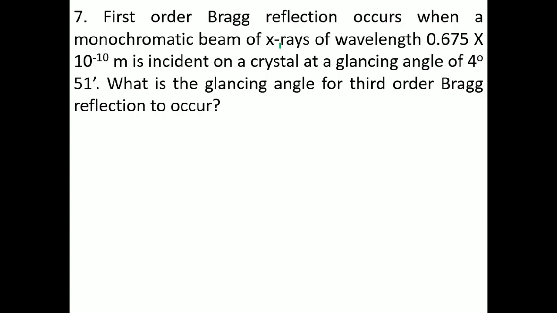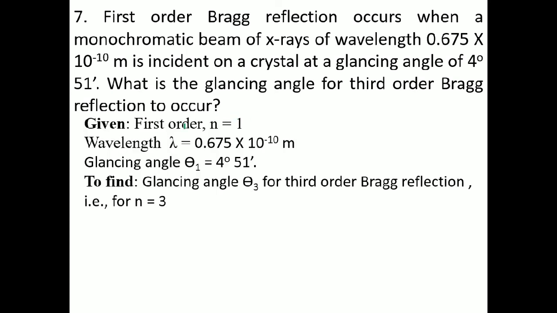And the first order Bragg reflection occurs when a monochromatic beam of X-rays of wavelength 0.675 into 10 power minus 10 meter is incident on a crystal at a glancing angle of 4 degree 51 minute. What is the glancing angle for third order Bragg reflection to occur? That is the question. So given values, first order, that means n is 1.